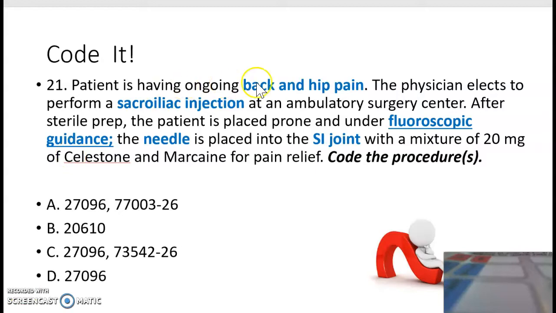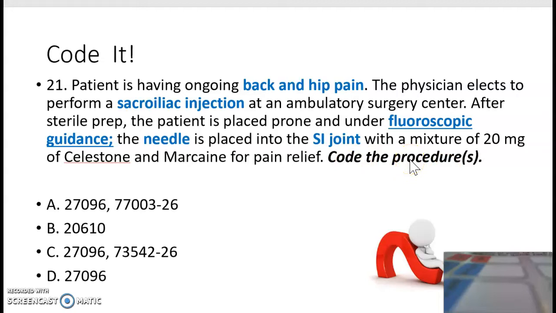The patient has ongoing back pain and hip pain. The physician elects to perform a sacroiliac injection at an ambulatory surgery center. After sterile prep, the patient is placed prone and under fluoroscopic guidance, the needle is placed into the SI joint with a mixture of 20 milligrams of Celestone and Marcaine for pain relief. Code the procedures. Now remember how it says code the procedures.